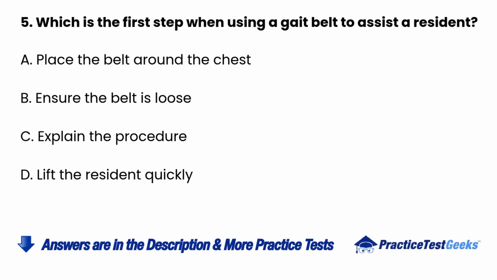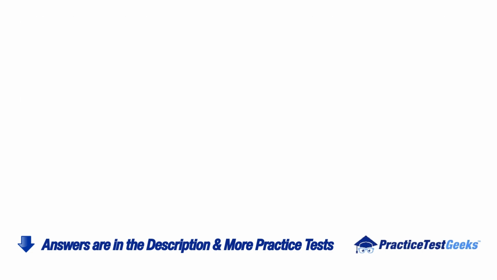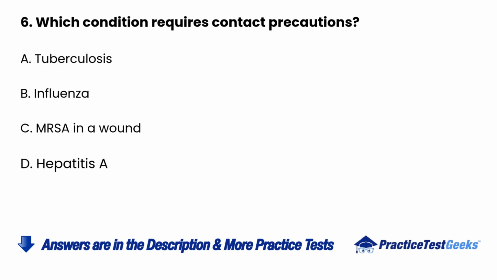5. Which is the first step when using a gait belt to assist a resident? A. Place the belt around the chest. B. Ensure the belt is loose. C. Explain the procedure. D. Lift the resident quickly. 6. Which condition requires contact precautions?